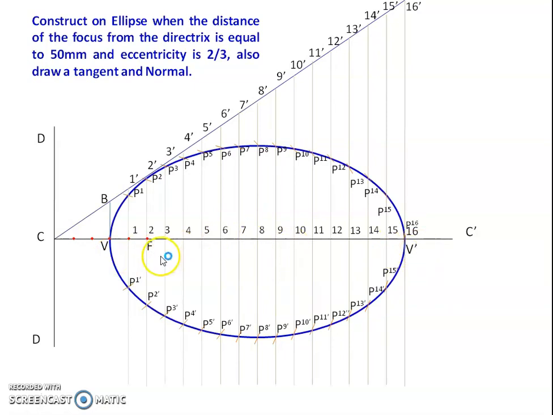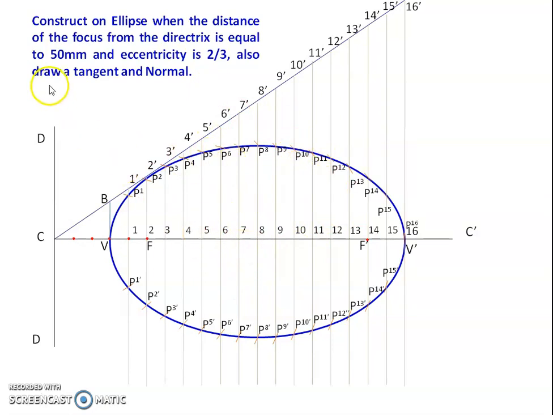So now we mark F dash. The VF distance is from V to F, the second division from V. Similarly for V dash, F dash is marked from the second division, and that is called F dash. So now you have obtained one smooth curve. That is an ellipse having one smooth curve. That is called an ellipse.